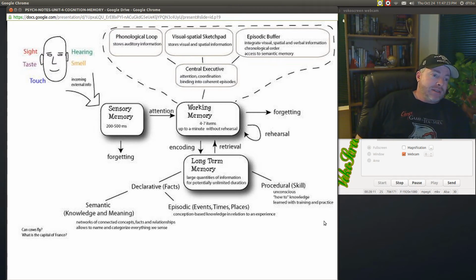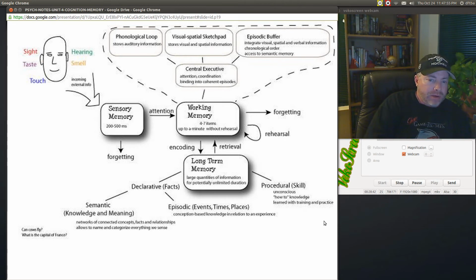Sight, taste, touch, hearing, and smell. Those are your incoming senses, and they go into sensory memory. They can be in sensory memory for a very short period of time, less than minutes in some cases. But if you spend time attending to those and paying attention to them, they get passed on to working memory. We can have around 4 to 7 items, up to a minute without rehearsal, that we can recall. With rehearsal, that number gets much bigger.